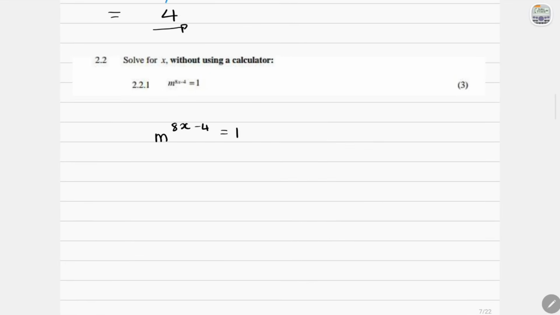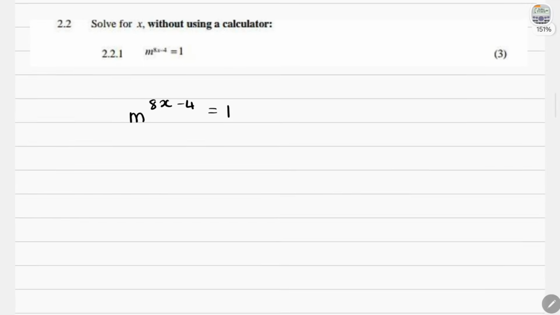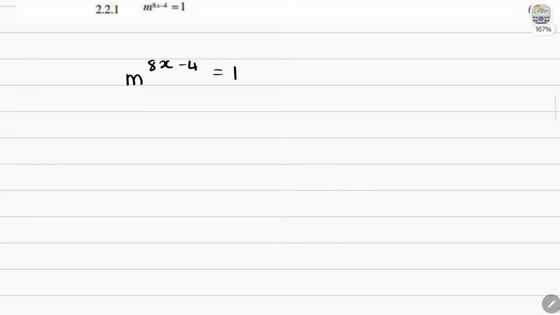Okay, the next question says, solve for x without using a calculator. And we have m to the power of 8x minus 4 equals 1. Looks very unusual because why do we have a variable and a variable? But they've used something very important here. They have used 1. What do you know about 1? 1 can be expressed in exponential form as any base to the power of a specific number. Anything to the power of 0 is 1.